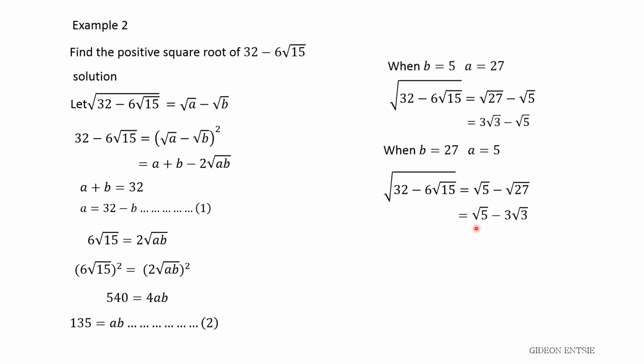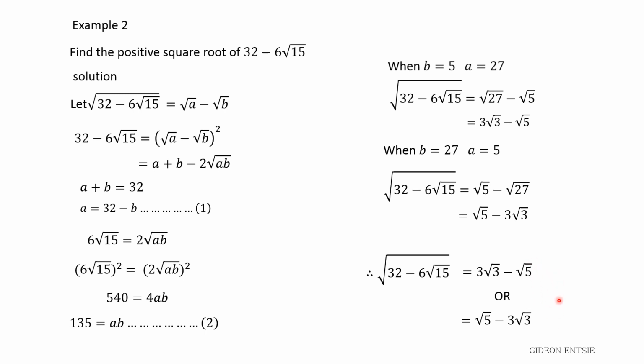our solution becomes square root of 5 minus 3 square root of 3. Therefore, our positive square root for the surd 32 minus 6 square root of 15 is 3 square root of 3 minus square root of 5, or square root of 5 minus 3 square root of 3. These are the two solutions for the positive square root of 32 minus 6 square root of 15. We are considering both solutions because in this case, subtraction is not commutative.